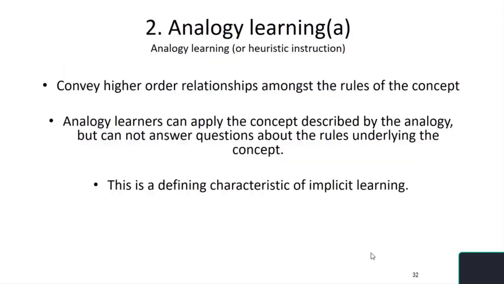So analogy learning, let's just briefly go over the history of it and what it means. It's otherwise referred to as heuristic instruction. The idea here is we are trying to convey higher order relationships amongst rules of a concept. Analogy learners can apply that concept described by the analogy, but they otherwise can't answer questions about the rules that underlie the concept. And this is a defining characteristic of implicit learning, being unable to actually state what it is that underlies how you do what you do.